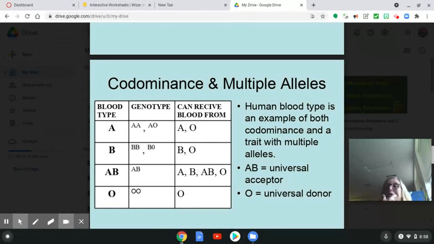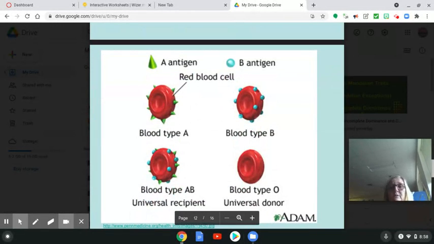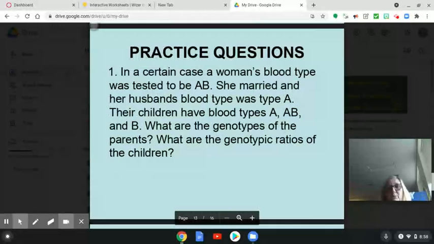A can receive blood from A or O. B can receive blood from B or O. AB is lucky; they can get blood from anybody, AB or O, and O can only receive O. That's why it's called the universal donor. Okay. We don't really need to know about that.